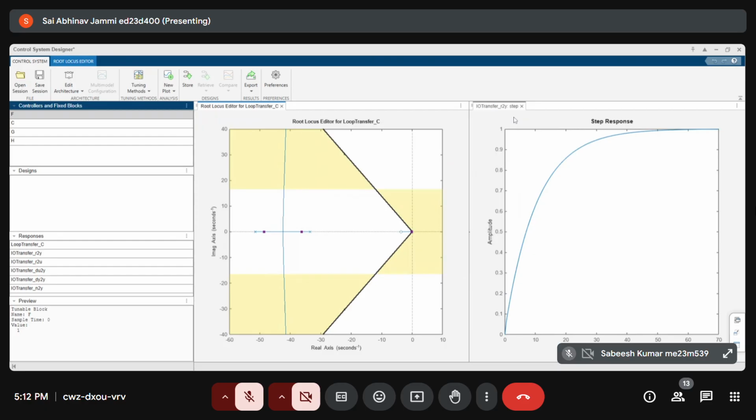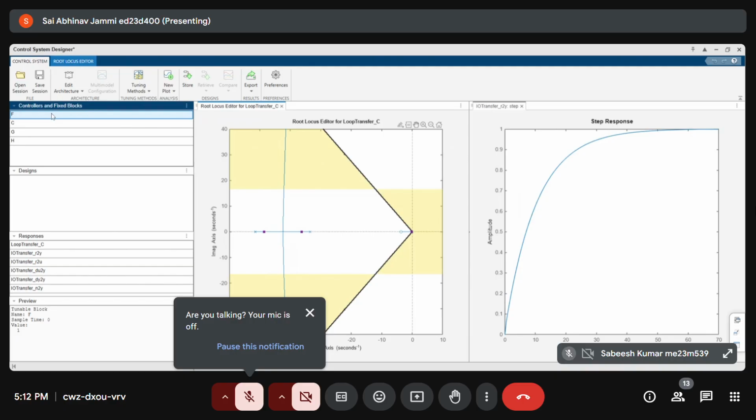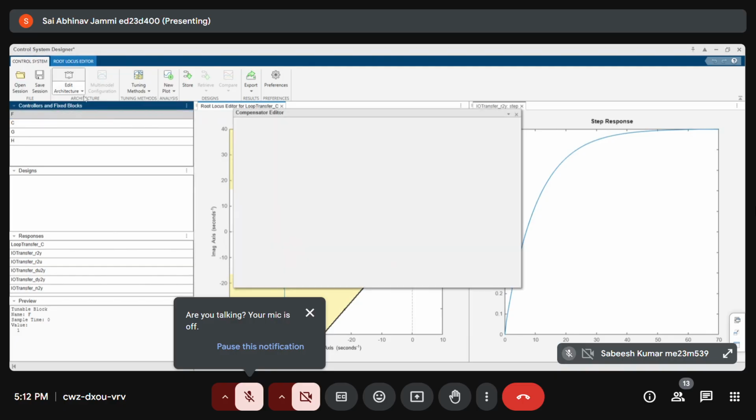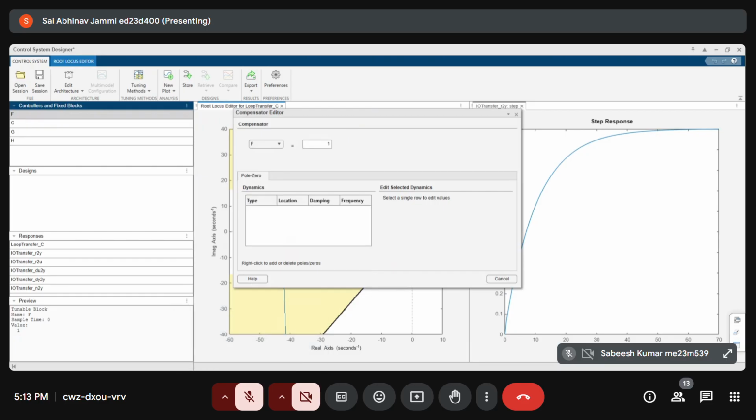So now from 1, I'll change it. Double click on F so that you can change the value. This opens the compositor. So 20 degrees. You'll have to change it to radians.